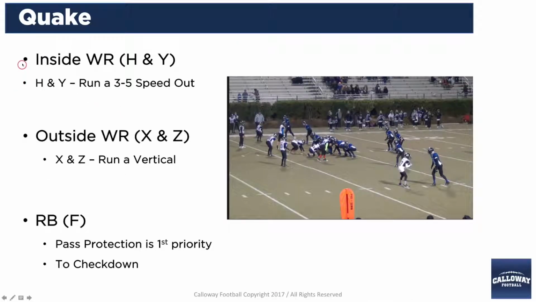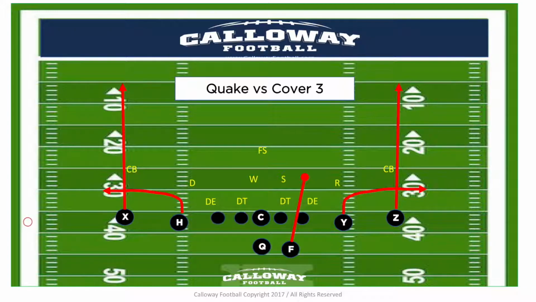The wide receivers themselves, the inside wide receivers, which are our H and our Y, run that 3 to 5 yard speed out, and our outside wide receivers, our X and our Z, run a vertical route with an outside release. Again, that running back has pass protection first, then becomes a check down receiver for the quarterback third. Now, let's talk about how to run that against cover 3.